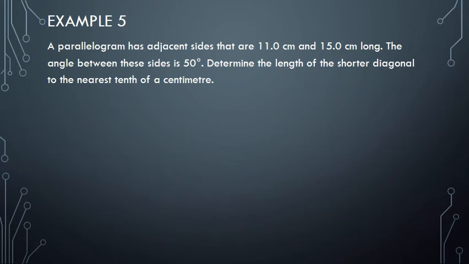A parallelogram, hopefully you know that shape. If you don't, you'll see it in a second. It has adjacent sides that are 11 centimeters and 15 centimeters. The angle between these sides is 50 degrees. Determine the length of the shorter diagonal to the nearest tenth of a centimeter.